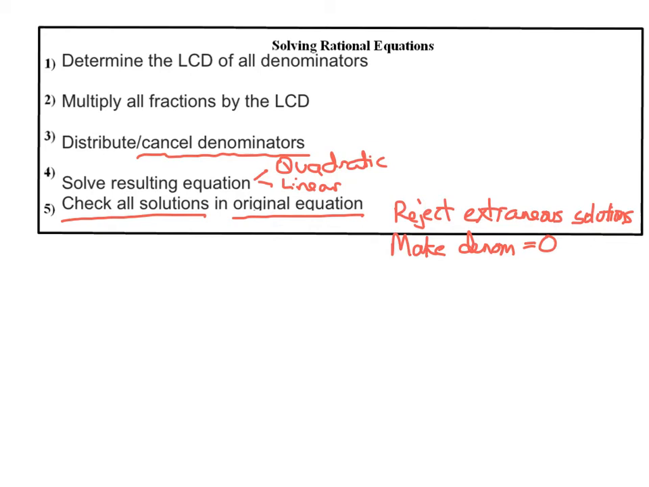So pause the video if you need to copy down these steps, and then we're going to try a little bit more challenging problems on the next page.